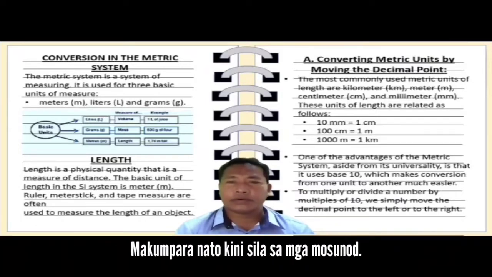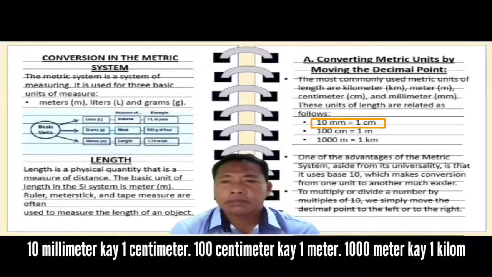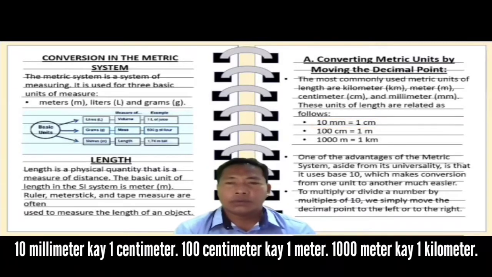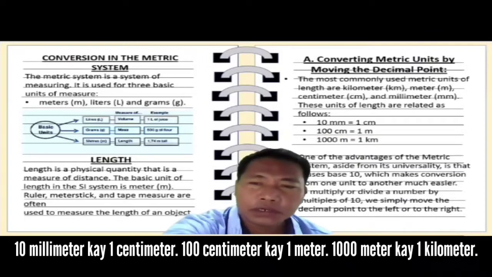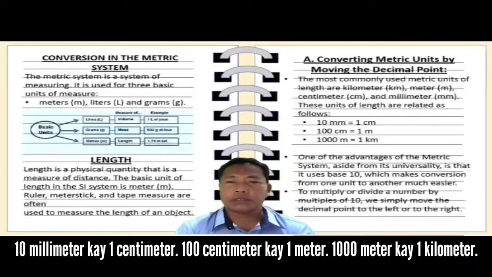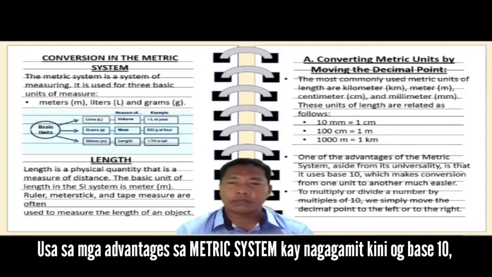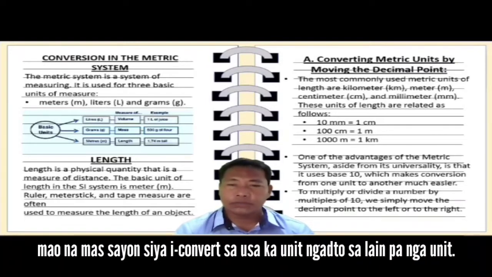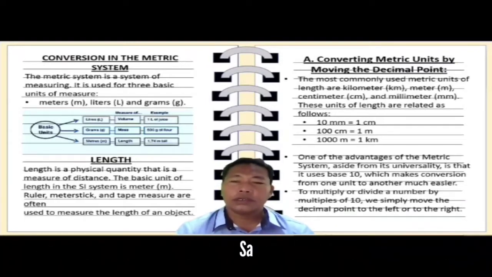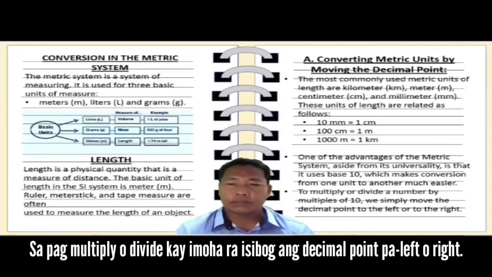These units of length are related as follows: 10 mm is equal to 1 cm, 100 cm is equal to 1 m, 1000 meters is equal to 1 kilometer. Okay, 10 millimeters equal 1 centimeter, 100 centimeters equal 1 meter, 1000 meters equal 1 kilometer. Now, one of the advantages of the metric system, aside from its universality, is that it uses base 10, which makes conversion from one unit to another much easier. To multiply or divide a number by multiples of 10, we simply move the decimal point to the left or to the right. Okay?